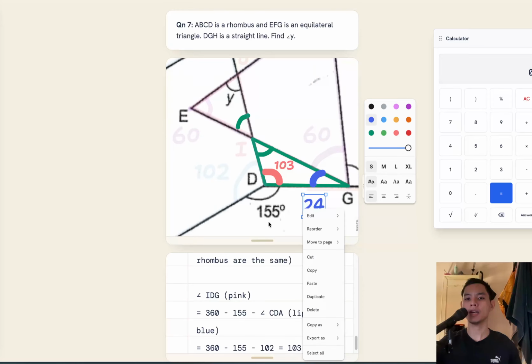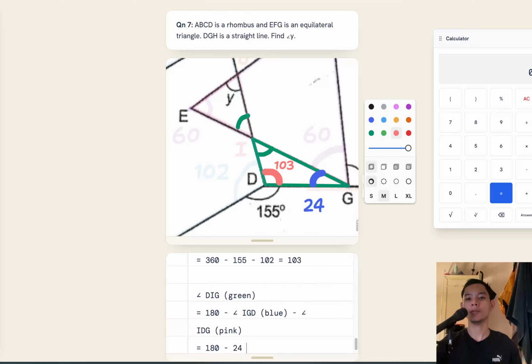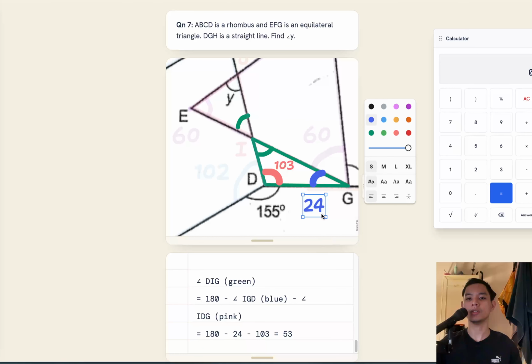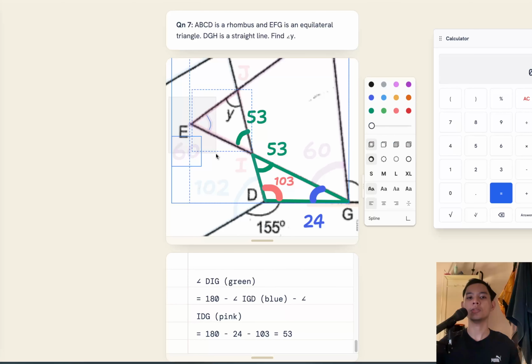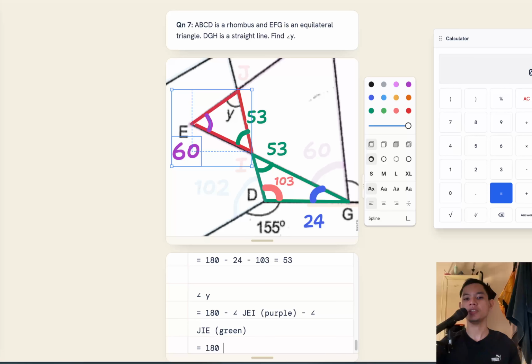So now we just need to work backwards. To get the green angle, it's basically 180 minus IGD, which is blue, 180 minus 24 minus 103, and this will give us 53 degrees for the green angle. And since this is 53, this other green angle is 53. Since we know this green angle, we can find angle Y, which is basically 180 minus 60, which is the purple one, minus 53. This will give us 67 degrees. There you go. So the answer is 67 degrees.